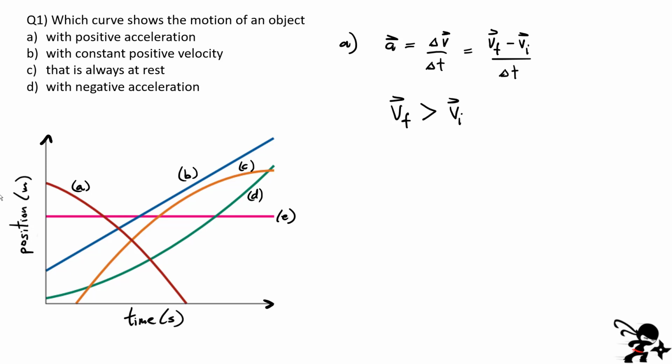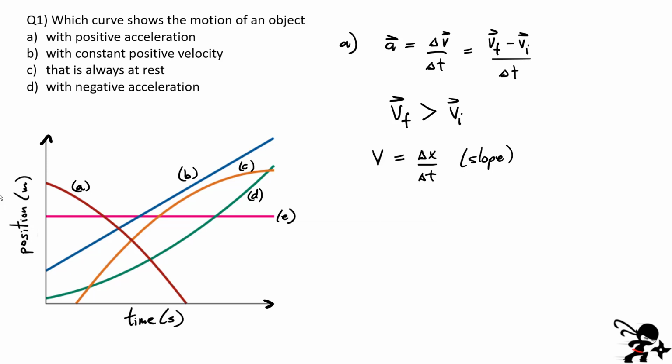So it can't be, for example, curve B. Curve B has a constant velocity everywhere. And how do I know that? Because the slope is constant. The velocity is simply the slope of a position versus time graph. So B has a constant slope, so it can't be that one. How about choice E? E is also a constant slope. The slope is 0 for this case, so that can't be it.